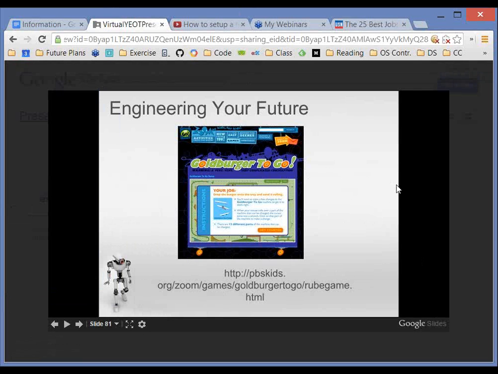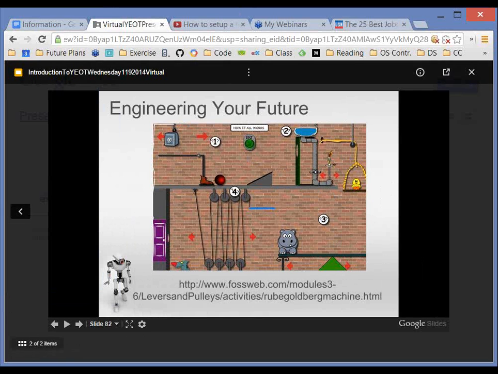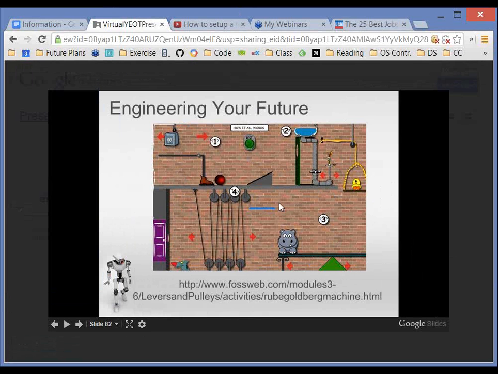Okay. I think this is what the site looks like, and so it takes some engineering to figure out how to accomplish the goal. And I haven't done this, so I don't know the goal. It looks like maybe to get the ball in the door or something like that. I don't know. Gabe, you don't have to do it again if you've done it already.